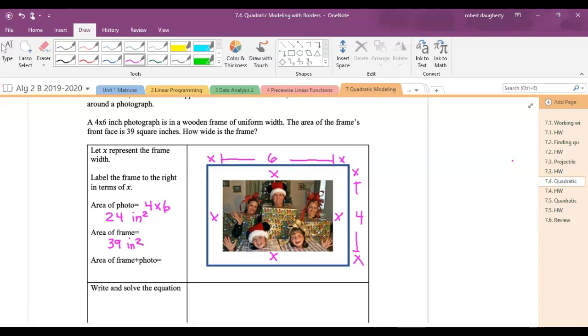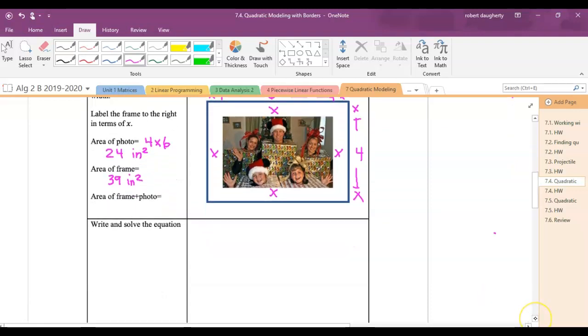Now, what I don't know is the area of the frame plus the photo. What would that be? In terms of trying to figure out what these things are, I know that what's going to happen here is that I'm going to have the area of just the photo plus the area of just the frame has to equal this total area.